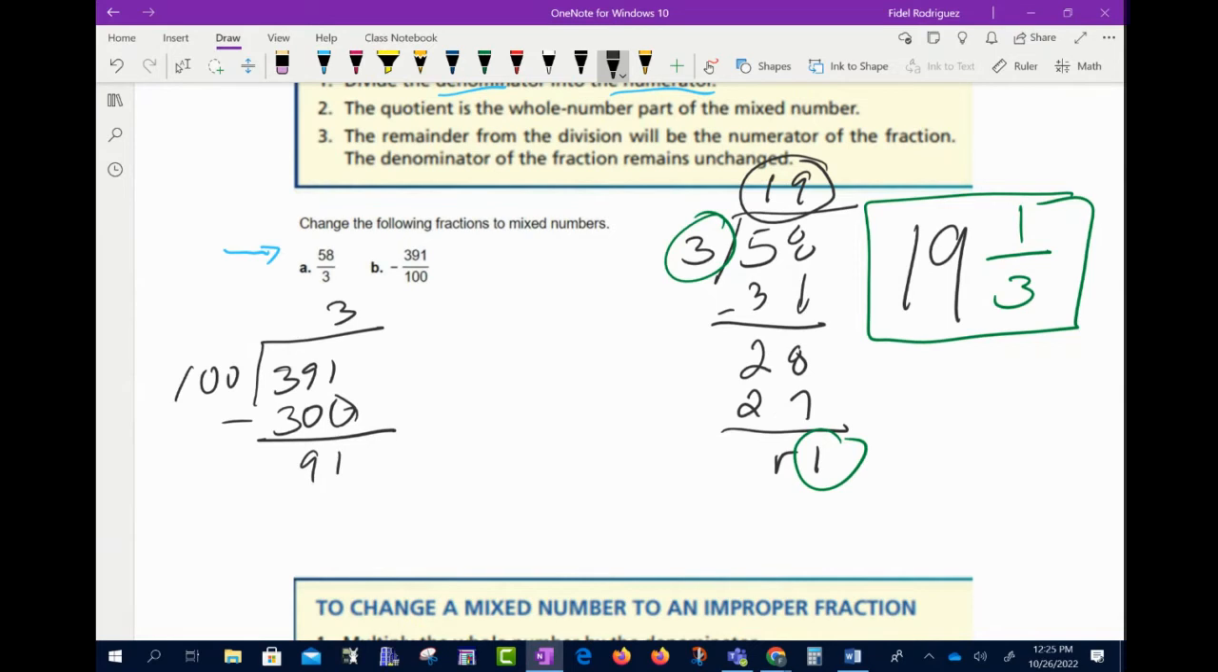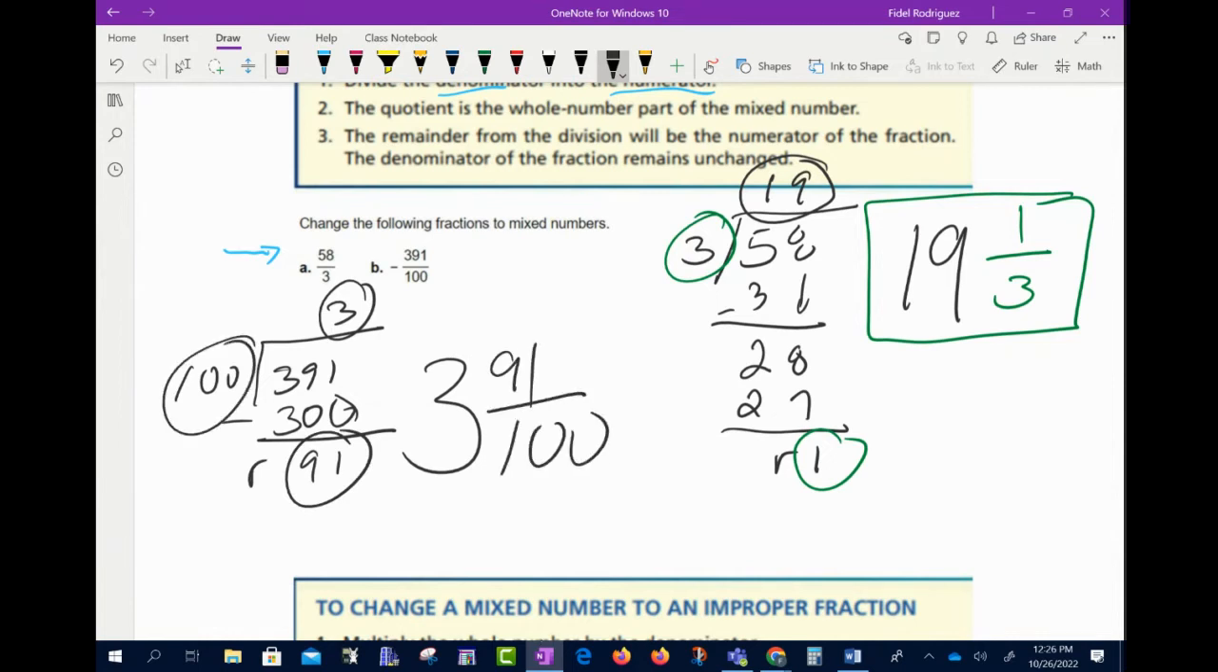Okay. So again, this is my whole number part, right? I'm going to write a really big 3. My remainder is always the number that goes on top, and whatever I was dividing by goes to the bottom. And you might say, okay, what about that negative? Boom. There it is. Okay.